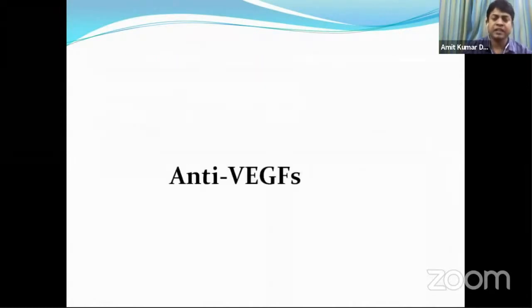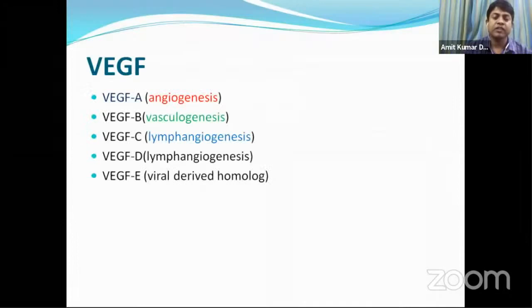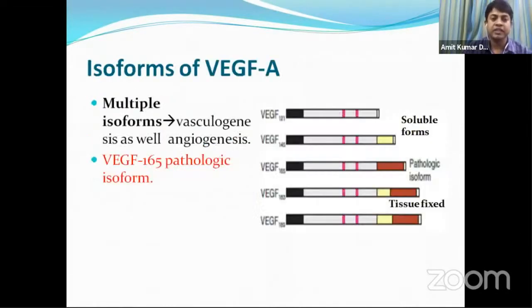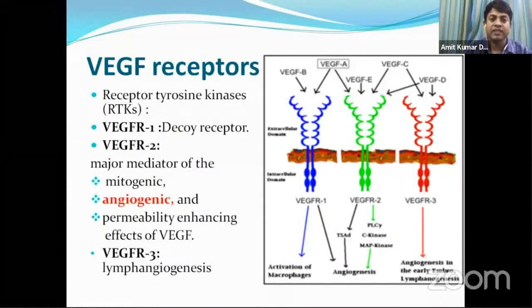Coming to the anti-VEGFs in DME: for vascular endothelial growth factor, there are 5 different types. VEGF is involved in angiogenesis. There are various forms of VEGF-A, of which VEGF-165 is the pathologic isoform. Coming to the VEGF receptors, there are 3 different types, type 1, 2, 3, of which type 2 is the one which mediates the angiogenic pathway.